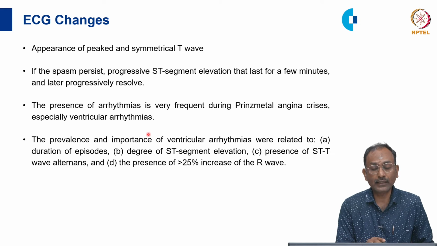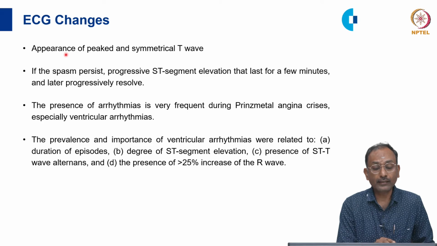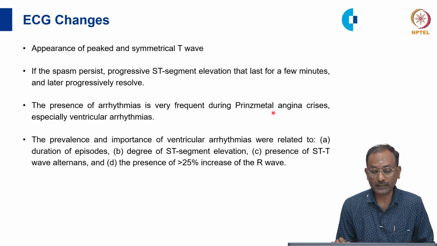So, what are the classical ECG features of Prinzmetal angina? It is characterized by the appearance of a peaked and symmetrical T wave. If the spasm persists, there is progressive ST segment elevation that can last for a few minutes and later progressively resolve. The presence of arrhythmias is very frequent during a Prinzmetal angina crisis, especially ventricular arrhythmias.